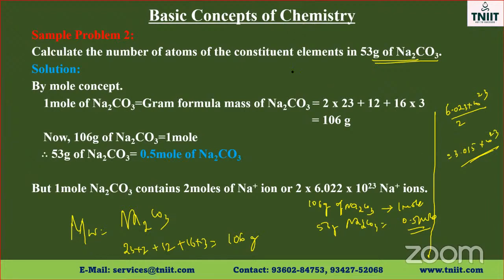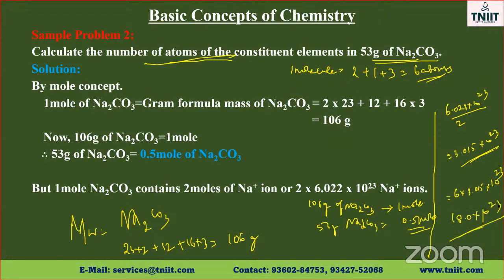So now one molecule contains how many atoms you see? 2 sodium atoms, 1 carbon and 3 oxygen. Totally 6 atoms. One molecule contains 6 atoms. So they're asking total number of atoms. Because this many number of molecules is there, it will be 6 into 3.015 into 10 power 23. This is around 18.0 into 10 power 23. The whole total number of atoms will be 18 into 10 power 23.